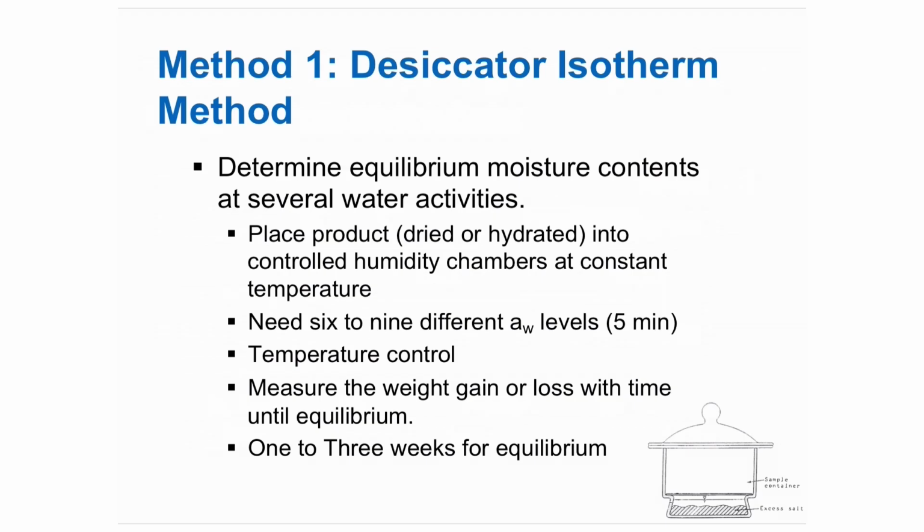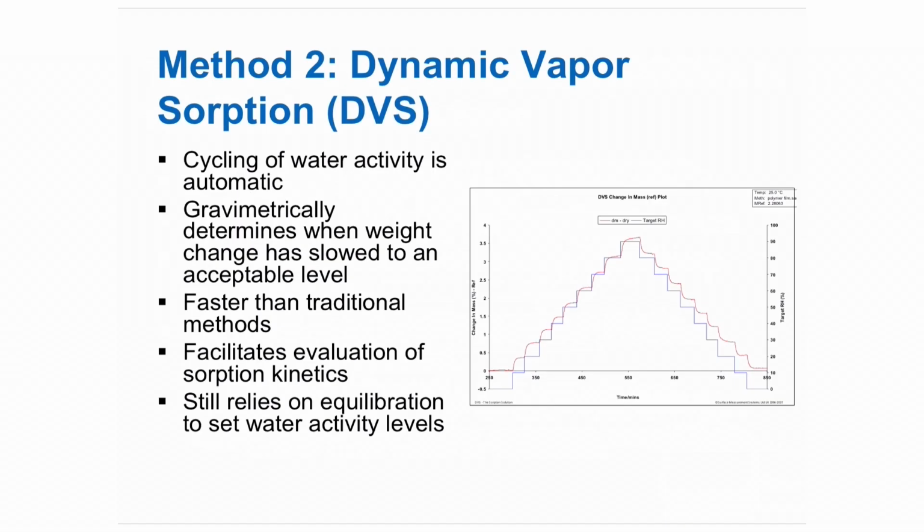Problem with this, of course, is that it's very labor intensive, very time intensive to be able to get this data. So it's really not a viable method. Thankfully, this process has been automated in what we call the dynamic vapor sorption method, or DVS, where it takes this process that's done in the desiccators and automates that whole process.